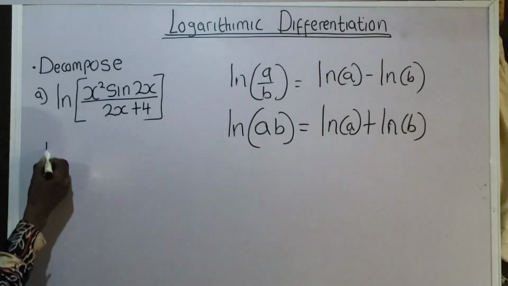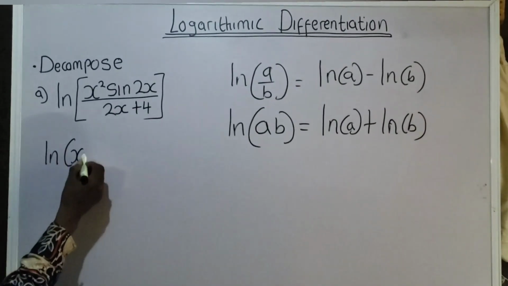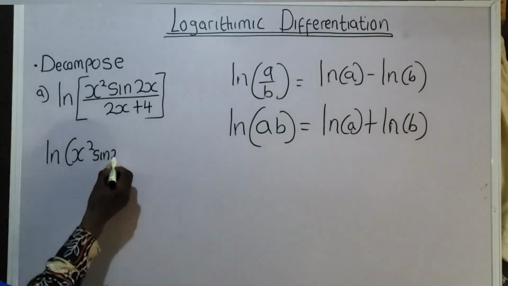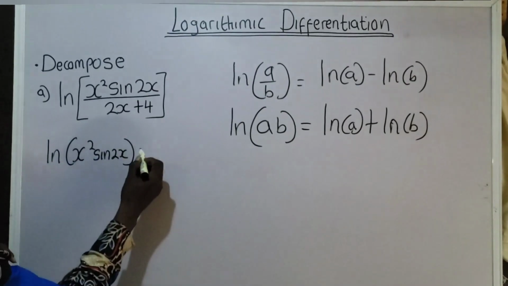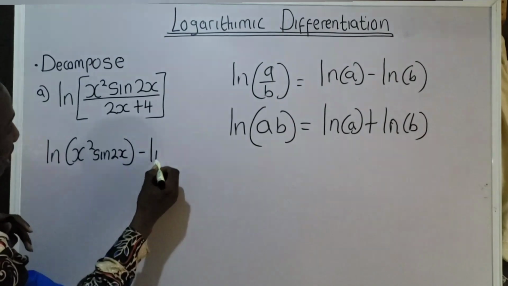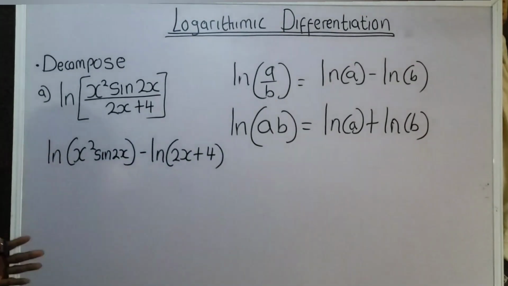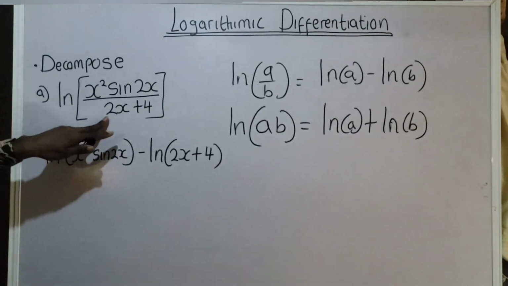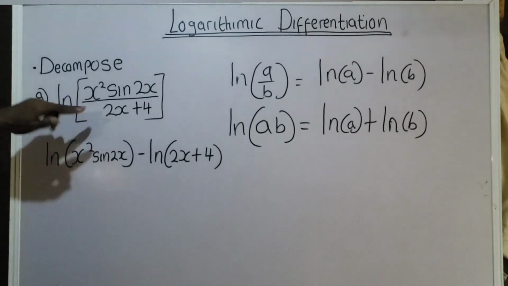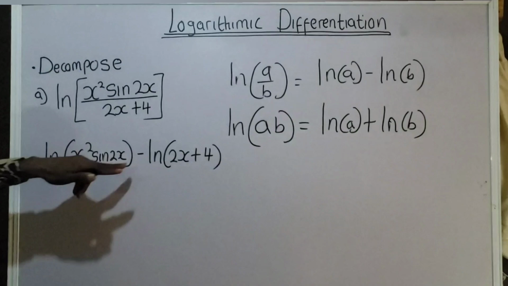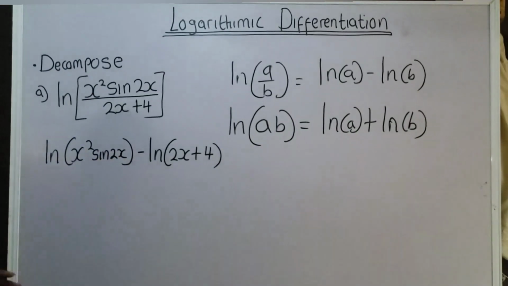So for this, I'm going to have the natural log of x squared sine 2x minus the natural log of 2x plus 4. You understand? That is, according to the law of logarithm, I'm going to take the natural log of the numerator minus the natural log of the denominator. Okay, let us proceed.